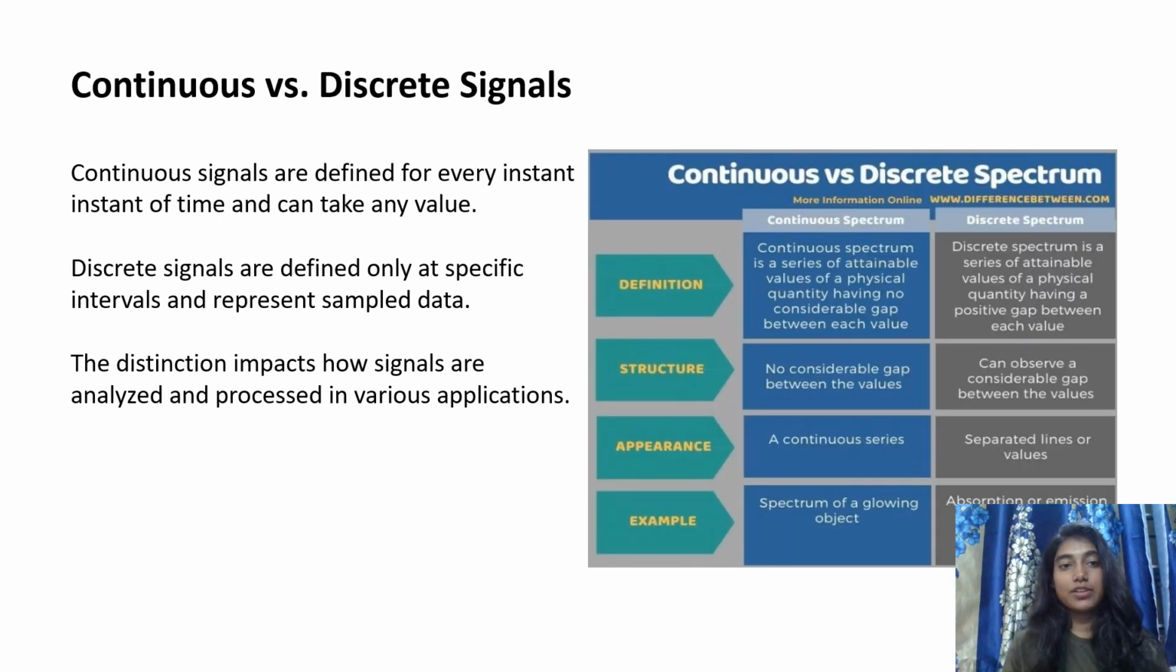The first one which we have is continuous versus discrete signals. Continuous signals are defined for every instant of time and can take any value. Discrete signals are defined only at specific intervals and represent sample data. The distinction impacts how signals are analyzed and processed in various applications. Here you can see the continuous versus discrete spectrum. The four differences which we have are definition, structure, appearance, and example. You can study this one by yourself.